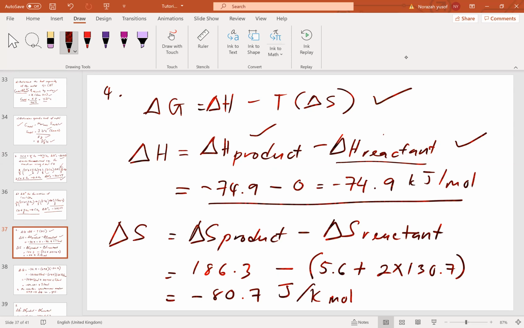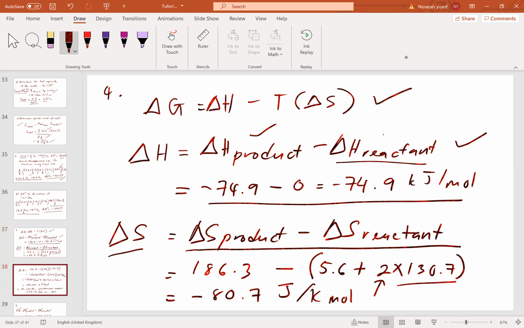Right? And then same goes to delta S, okay? You have to calculate the delta S, which is total of delta S of product minus total delta S of reactant. And then remember about the stoichiometric coefficient, okay? Because in S, the hydrogen is 2. If you look at the reaction, the hydrogen is 2. So you must make sure that you times 2 for this value.